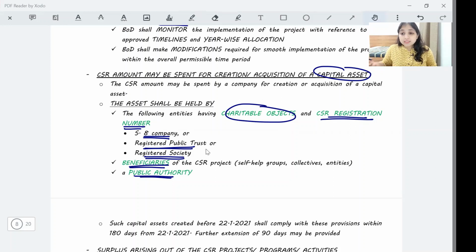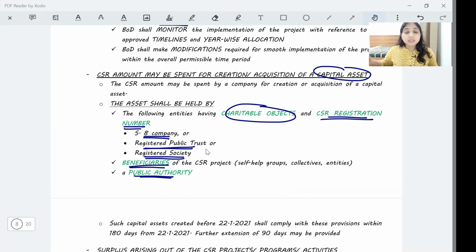The company is supposed to spend 2% of average net profits on CSR. On what activities in CSR is the company going to spend? The company has a lot of options. One of the options we are giving is that you can use this money to buy a capital asset and give it to a Section 8 company, or to a registered trust or registered society which was made for charitable objectives and has a CSR registration number also.